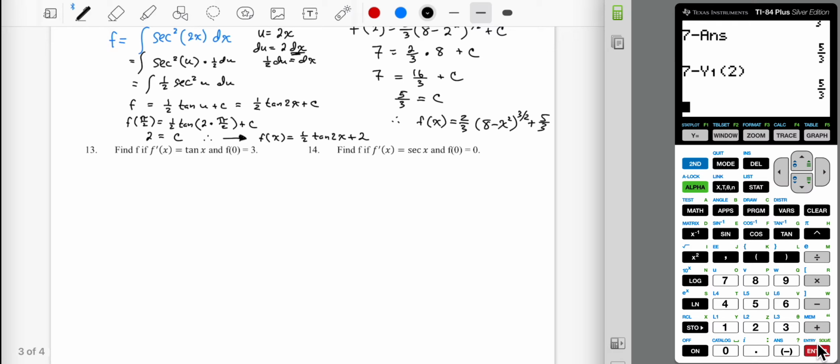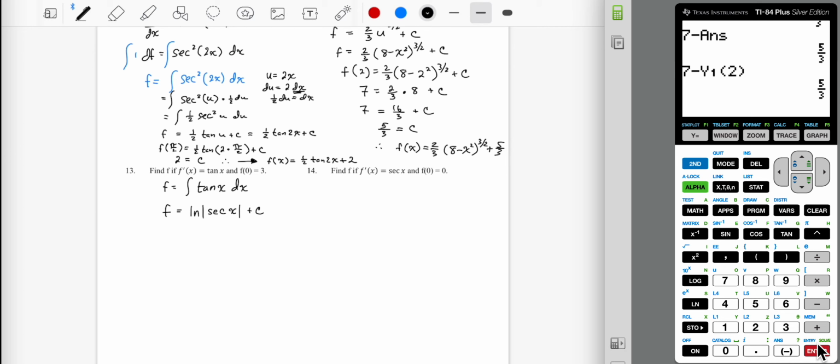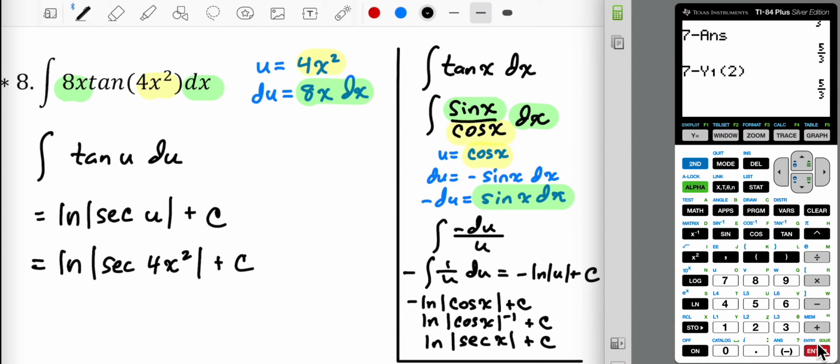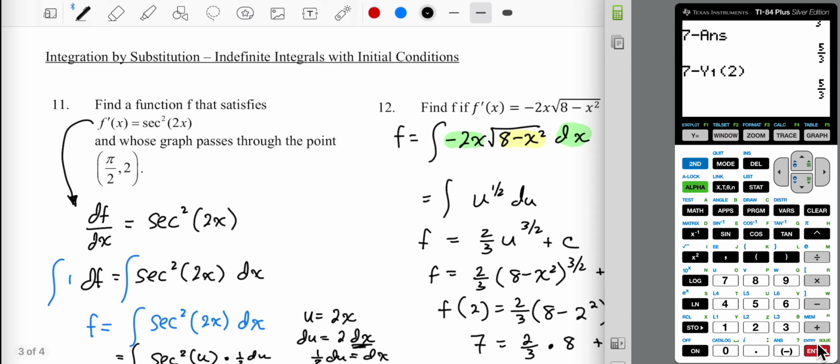Numbers 13 and 14, back to trig functions. So the antiderivative of tangent x dx. We don't want to reinvent the wheel. We talked about this on the previous page. The antiderivative of tangent x is the natural log of secant x. If you want the proof for that, just go back to the previous page. Here it is: ln of secant x. So that's one video ago.